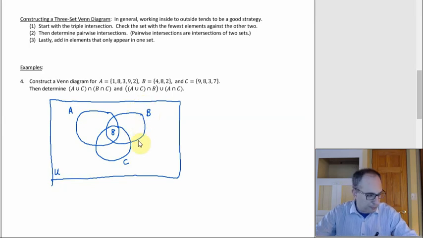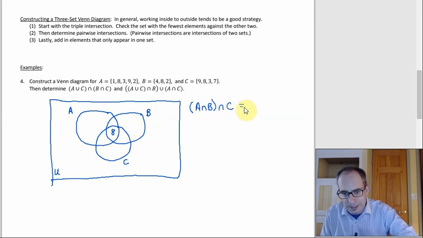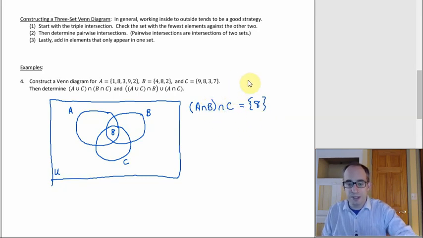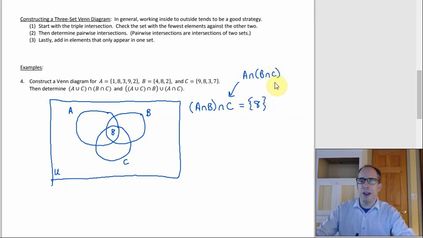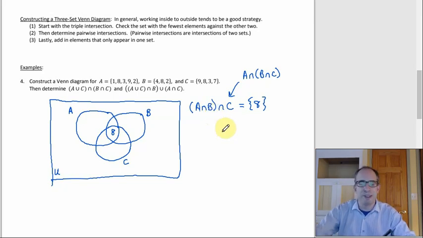Other than that, I can write this off to the side. What that is: A intersect B intersect C. So that's just 8. You could actually write this a different way. The other way of writing this would be maybe like this. It doesn't matter which pairwise intersection you do first. You just do one of them, and then you intersect that with the third set. However the parentheses go, as long as you're getting the intersection of all 3, it's always the same.